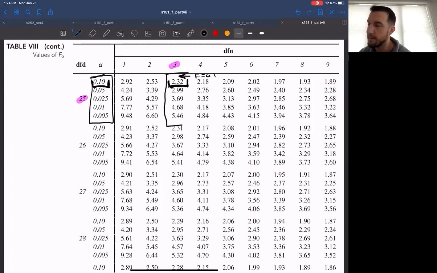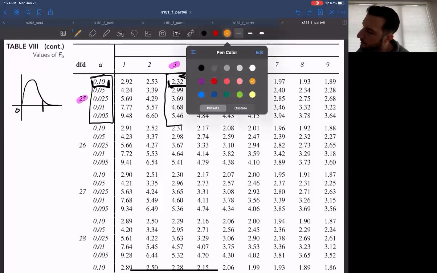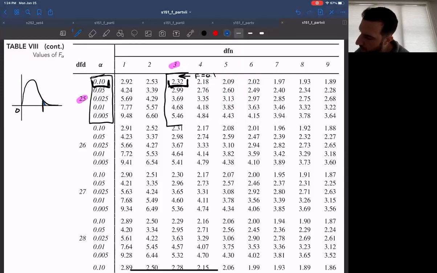The way that we read the F table is the same as how we read a T table. So we would have a sketch that's like this. We would have a right skewed curve. Oh, that's too symmetric. We would have a right skewed curve like this. And this little quantity here, which I'll sketch in blue, is going to be the alpha. The table is giving us area to the right of the F value.